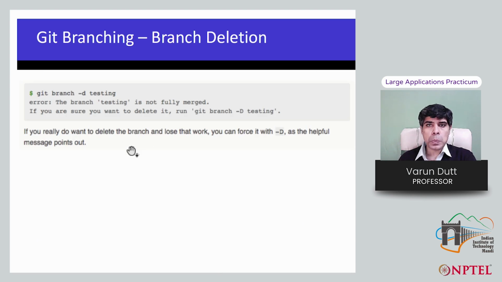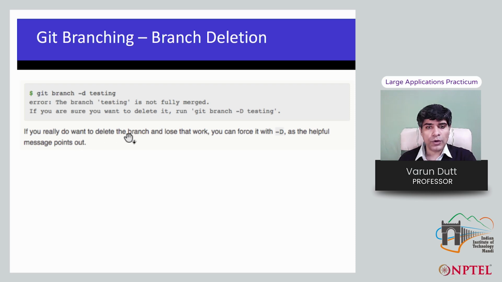You can also do branch deletion. If you write git branch -d testing, the idea is that if the branch is not merged, it will not allow you to delete it. If you are sure you want to delete it, you can write it with a capital D, -D testing. So if the branch is not merged, it will give an error and will not allow it to be deleted. But if it is merged, it will delete the branch.